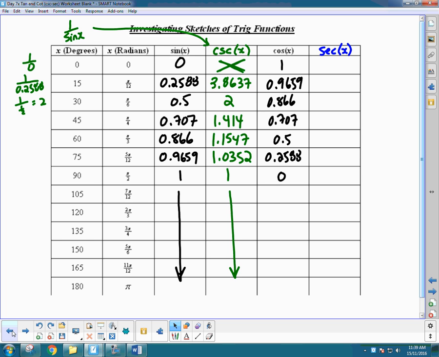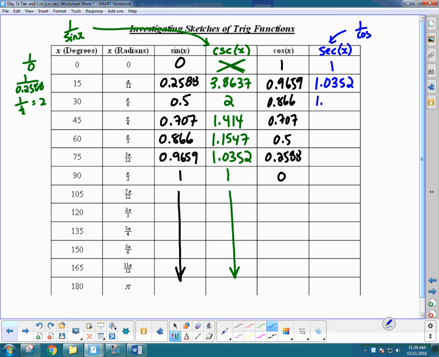Now again, I'm going to ask that you pause the video and repeat all of these steps with secant. So you've got that the secant is the reciprocal of sine, or cosine, sorry. So right away, again, this is 1 over cos. So if it starts at 1, guess what? 1 over 1 is 1, so this is 1. And then 1 over 0.9659 is 1.0352.